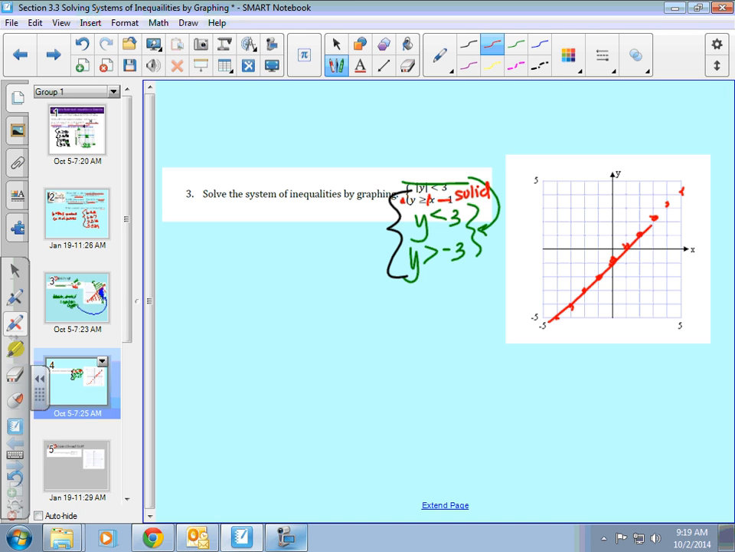And this is a solid line. And it says y is greater than. So greater, I shade above. Then I go ahead and I move on to the next one. I'm going to do this one in black.